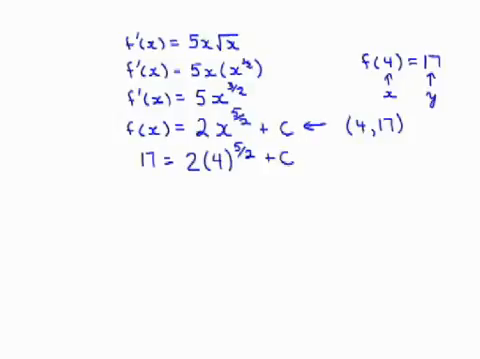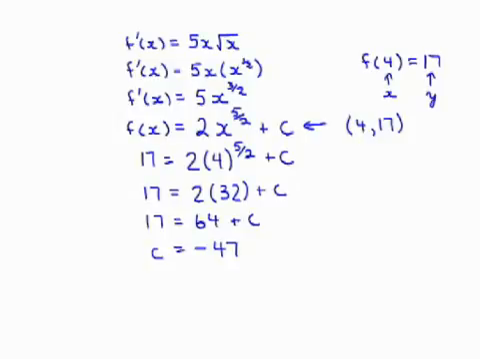Well, 4 raised to the 5 divided by 2, first I'll say that's a 4 to the 1/2, which is then raised to the 5. Well, 4 to the 1/2 is the square root of 4, which is 2, and 2 raised to the 5 is 32. So that's where I get my next line. 17 is equal to 2 times 32 plus c. Then I rearrange and solve for c, and I find that c is equal to -47. So my function f of x, which I've been asked to find, is going to be equal to 2 times x to the 5 divided by 2, subtract 47.